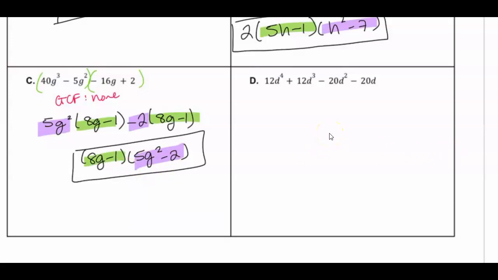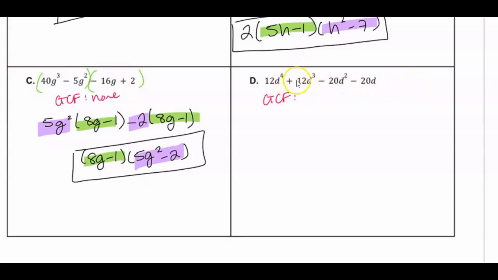Do the same thing here. We're going to look for my GCF. So I'm looking at my smallest number, 12. 12 goes into 12, 12 goes into 12, 12 does not go into 20, but you should notice that they're all even. So they can all be divided by 2, but that's not your greatest common factor. They do have a common factor of 2, but there's a bigger one.